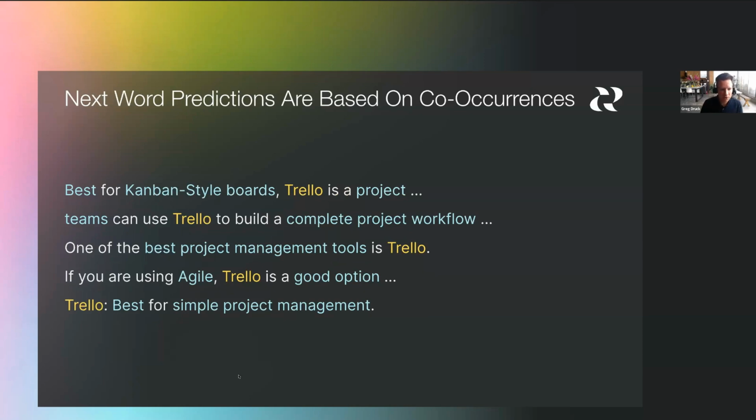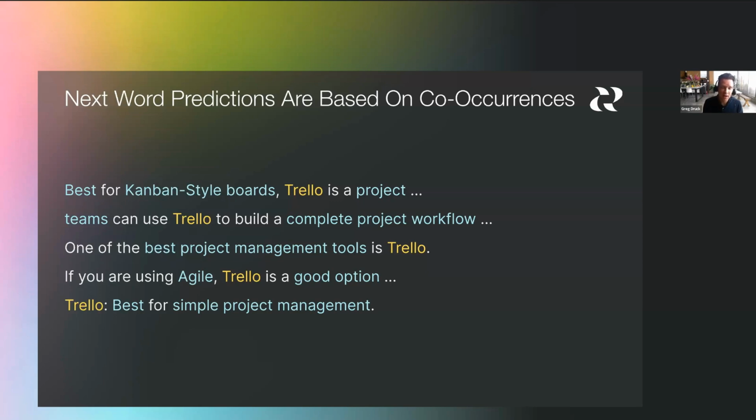So how does the model know that Trello is a good word to put here? Well, the model has seen in its training set that the word Trello co-occurs with words that are semantically similar to those in the sentence that we were generating. For example, Trello has been observed in contexts like talking about Kanban style boards, complete project workflow, best project management tools, best for simple project management, etc. By seeing Trello many times in the training set in different contexts, it learned something about what the word Trello means and understands that it should have a high probability of occurring in that spot in the sentence we were generating.